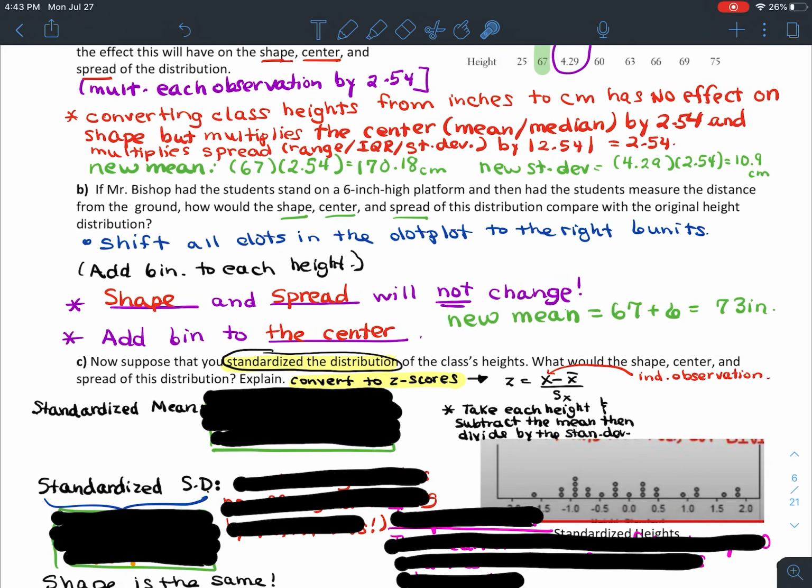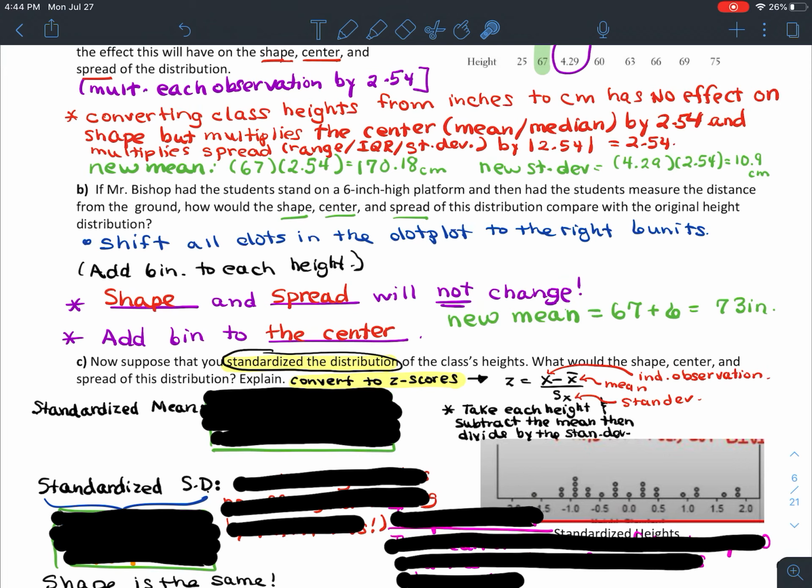Let's just say hypothetically that it was this person here that was 60 inches. You would subtract from that the mean, which is 67, and then you would divide by the standard deviation, which is this 4.29, and that would give you this person's z-score, how many standard deviations he or she is from the mean. You take the height, subtract the mean, divide by the standard deviation.